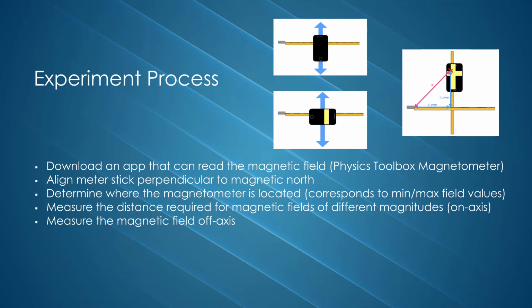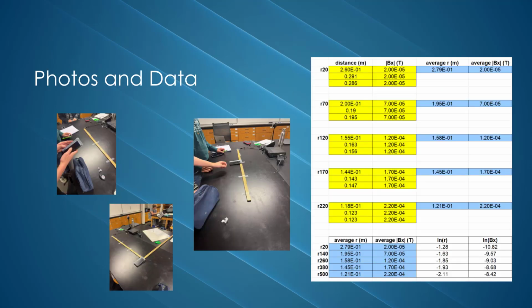Experiment process. We'll start by aligning the meter stick on the east to west axis that's perpendicular to magnetic north, and then we'll also determine where the sensor is in our phone by moving it around until we get the corresponding max and min field values. Then for our parallel on-axis data, we'll determine the distance required for different magnetic field strengths, and we'll also do the measurement off-axis. Here you can see our photos and our data.